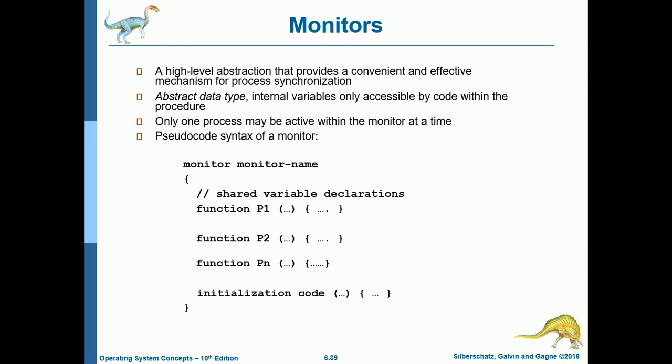Only one process may be active within the monitor at a time, and pseudocode syntax of a monitor. So this is the syntax. So monitor, its monitor name, and then it's a comment, shared variable declaration, then function P sub 1, P sub 2 to P sub n, and its initialization code.